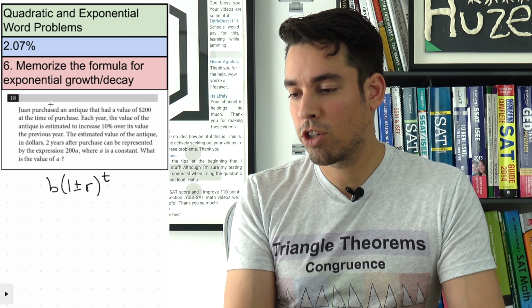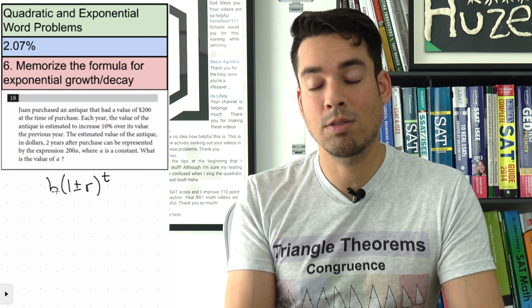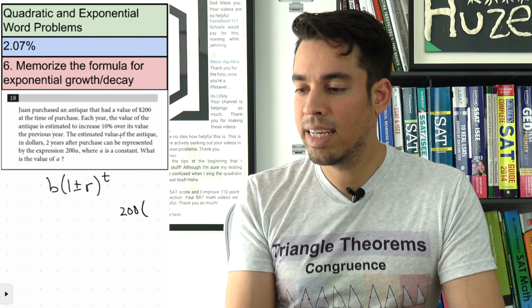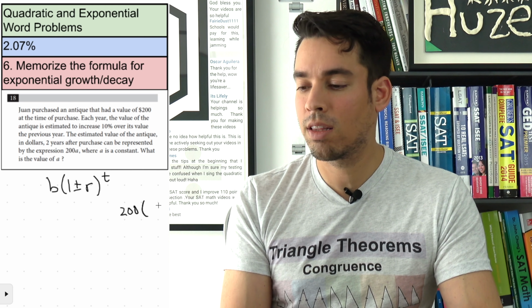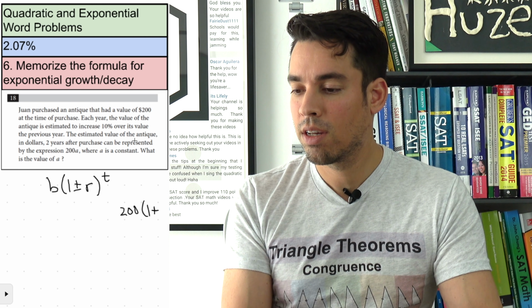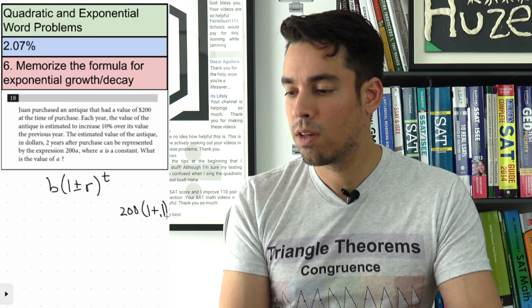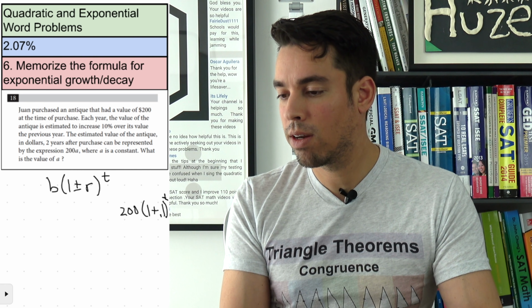So now let's read this question. It says Juan purchased an antique that had a value of 200 at the time of purchase. That's my initial value. So b is 200. Each year the value of the antique is estimated to increase. That means we're using the plus, not the minus. 1 plus 10%, in decimal format is 0.1, to the t power. It's growing by that every year.